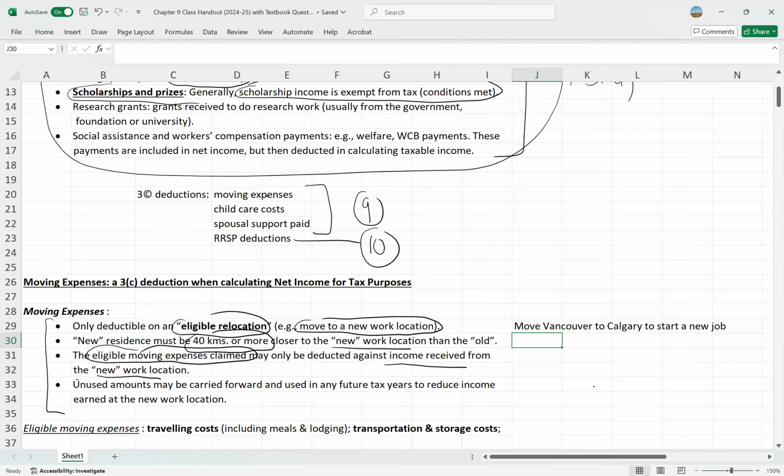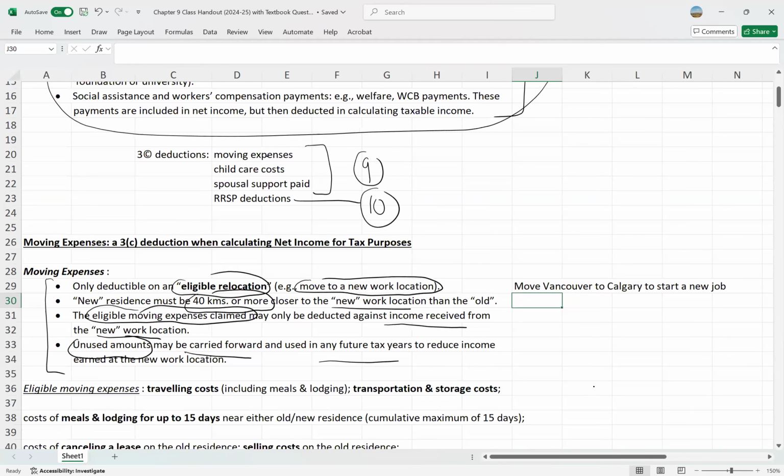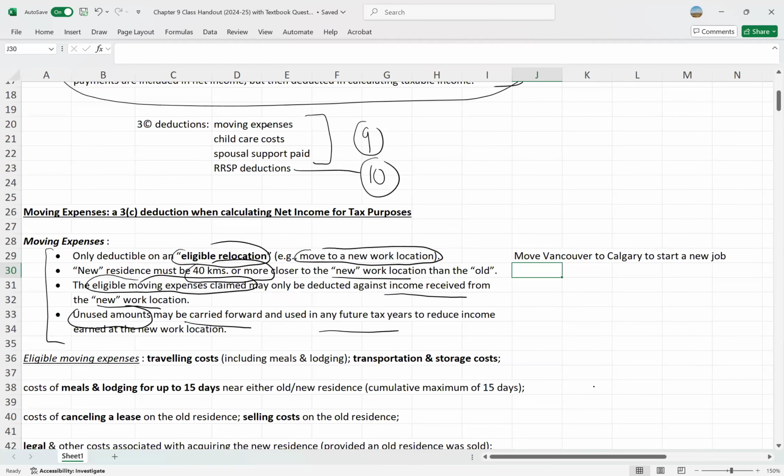Whatever you cannot use, any unused amounts, can be carried forward and used in the following year. So those are sort of the general rules that we have to work with. But let's talk about what are eligible moving expenses. Let's talk about what would qualify.